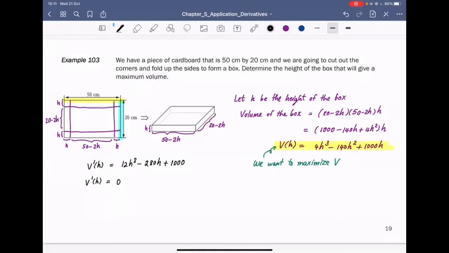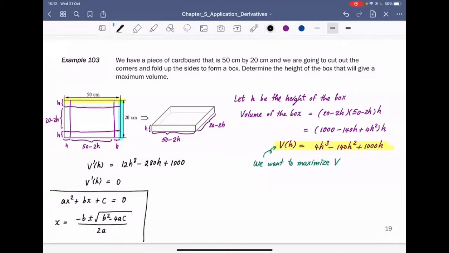Remember, if you have ax squared plus bx plus c equal to 0, and you feel like you do not want to factor it, you can solve it by x equal to negative b plus or minus the square root of b squared minus 4ac, over 2a. This is a solution for the second degree polynomial, right? You can see that for this problem, I have a equal to 12, b equal to negative 280, c equal to 1000.